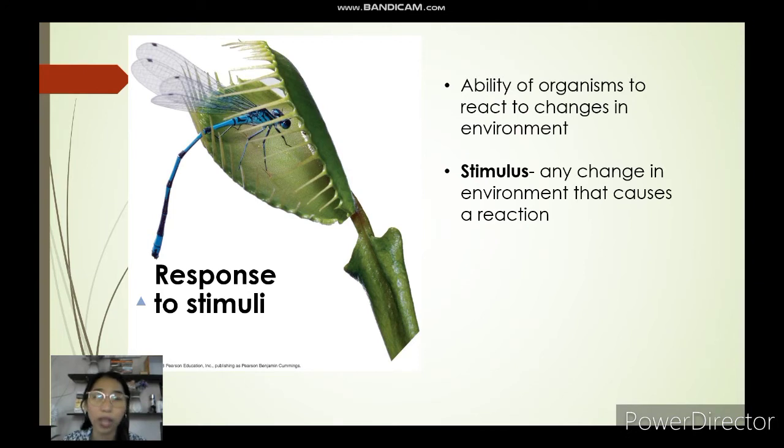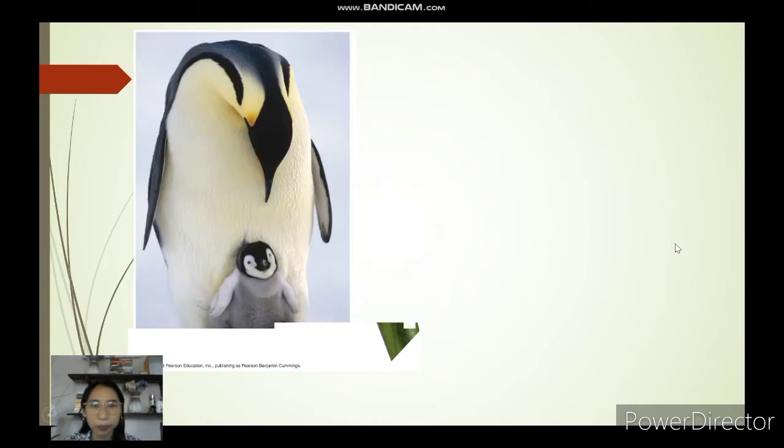Plants can also do that. Take the most sensitive plant, the makahiya: when you touch it, its leaves close up. That is another response to stimuli. Another is plants that you place in the shade and plants that you place in sunlight. The stem, or the tip of the stem of your plant, will follow the sunlight. So that is another example, and there are so many other examples.